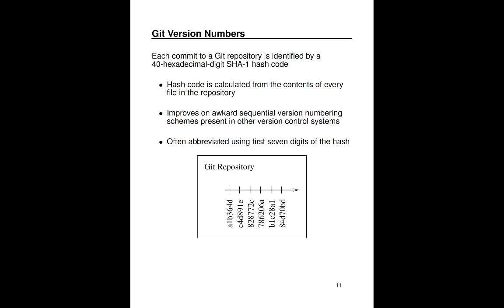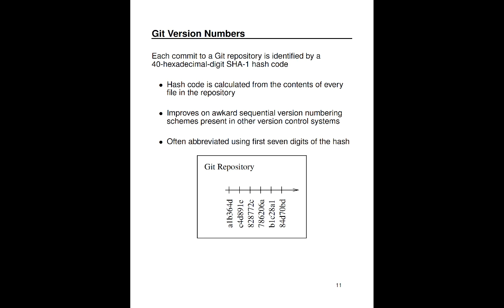When we talk about the hash for a particular repository revision, we usually identify it using the first 7 digits of the hash, which are unique enough with respect to each other. And so you'll see this in a number of places, both in the Git command line tool and when we see GitHub, it uses it a lot.